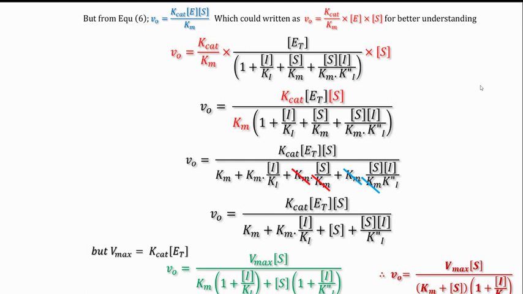We now say that we know that Vmax is equal to K cat multiplied by that, so you input that in that equation and you arrive at the equation in green, which is VO, and VO is equal to Vmax multiplied by S all over Km multiplied by Ki multiplied by Km multiplied by 1 plus I over Ki.